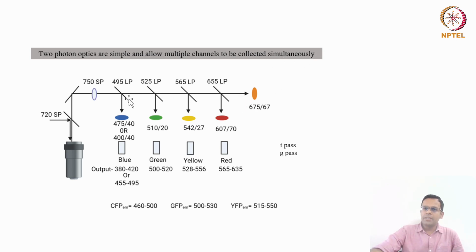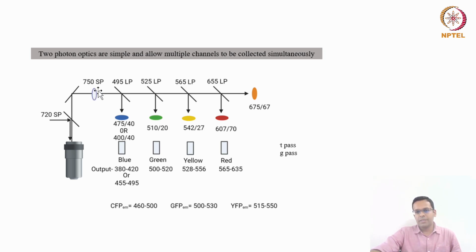So the different filters are placed in the emission light path. So you can see that this is the objective lens and this is a 720 nanometer short pass filter. So the illumination light from the Ti sapphire laser is roughly around 720 or below that. So that light illuminates the sample. It will illuminate all the four colors, and all the four color fluorescent light will be collected by this objective lens. And then there is a 750 SP.